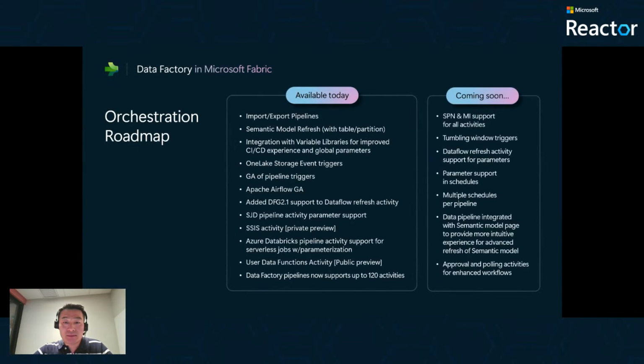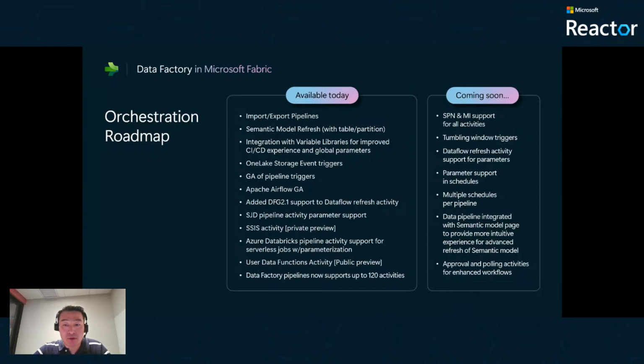So in the next page, this is actually the last page on the orchestration area to show you the major items in our roadmap, where you can see many of them have already been available and others will be coming soon. We can see some big stuff which has been available, including the pipeline trigger, and Apache Airflow has become GA.